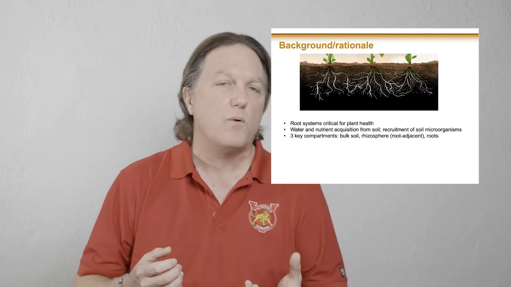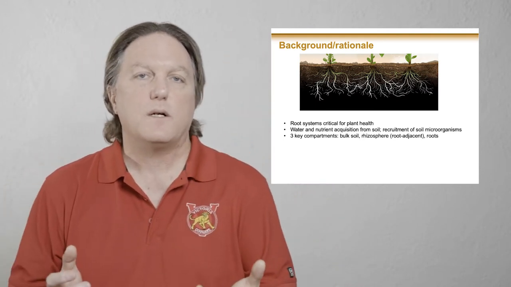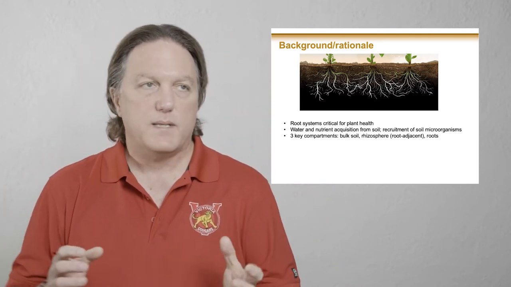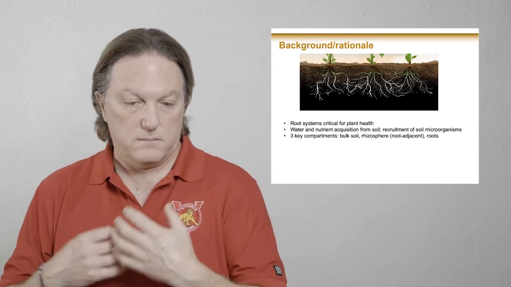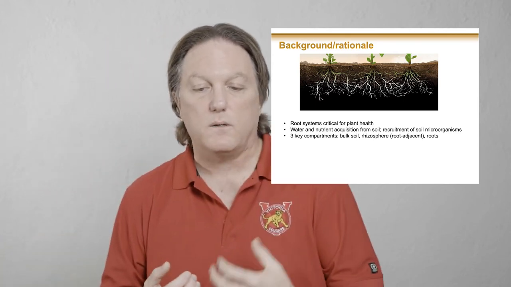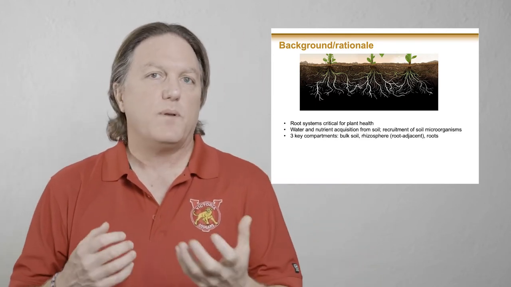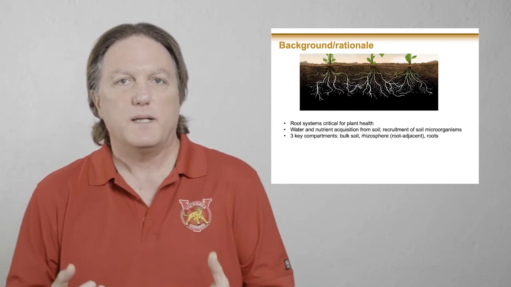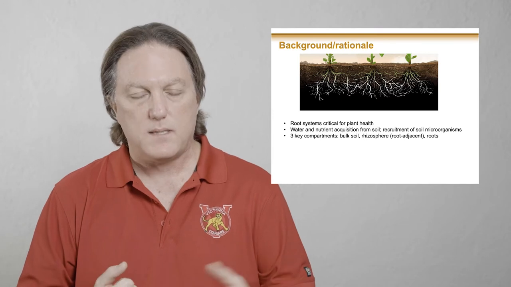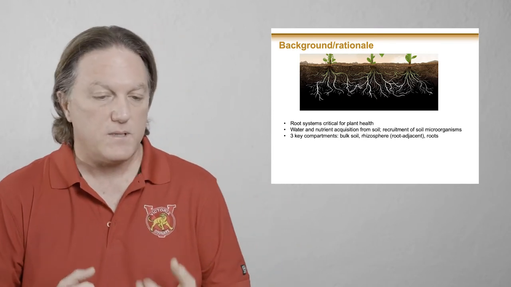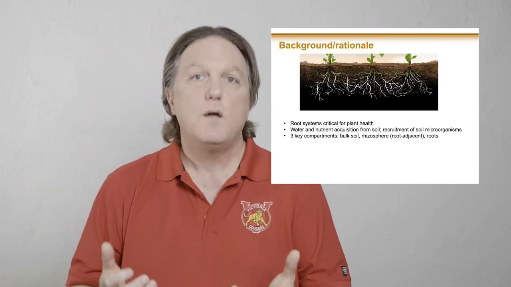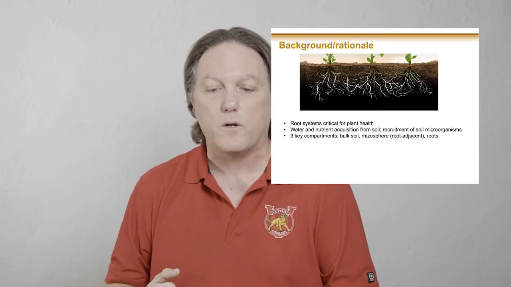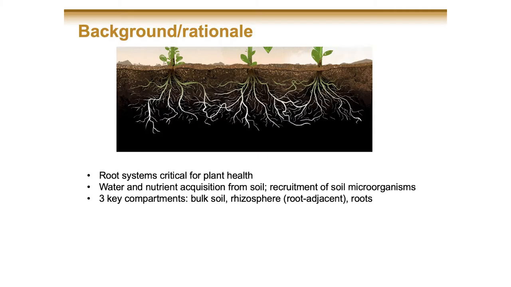And in fact, it's so important that there's an old idea going all the way back to Charles Darwin, but seeing increasing application or acceptance these days, that the plant is really functionally analogous to an animal brain. And whether or not you believe that the root system is responsible for sensing and communication and so forth, we do know that the roots are critical for water and nutrient acquisition, and also for the recruitment of the soil microorganisms, so the actual organisms that associate with the roots.